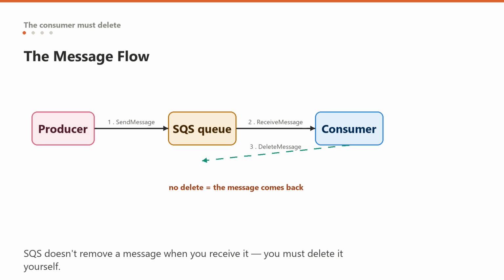SQS does not remove a message just because you received it. If you never delete it, it will come back. That deliberate design is what makes SQS reliable. A crash before delete simply means the message reappears for another worker.